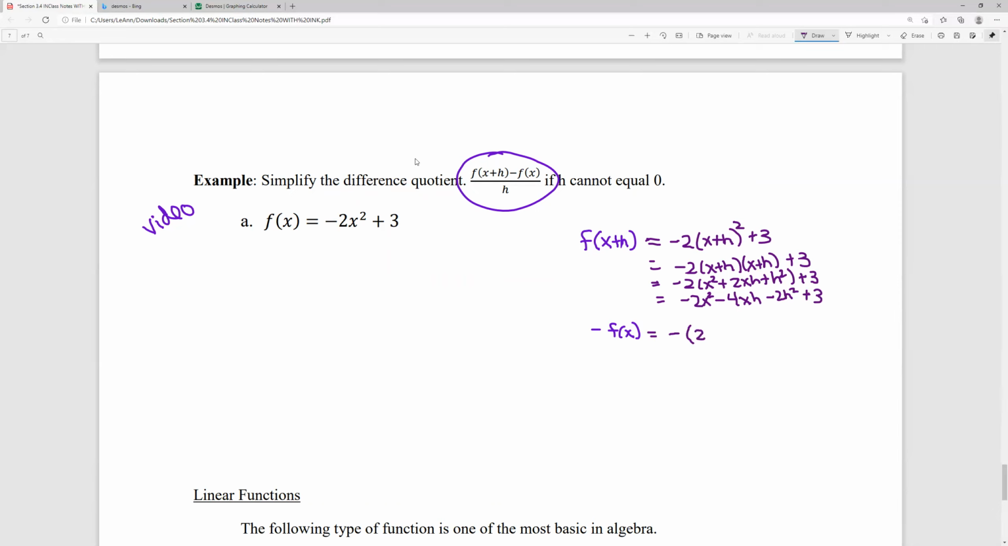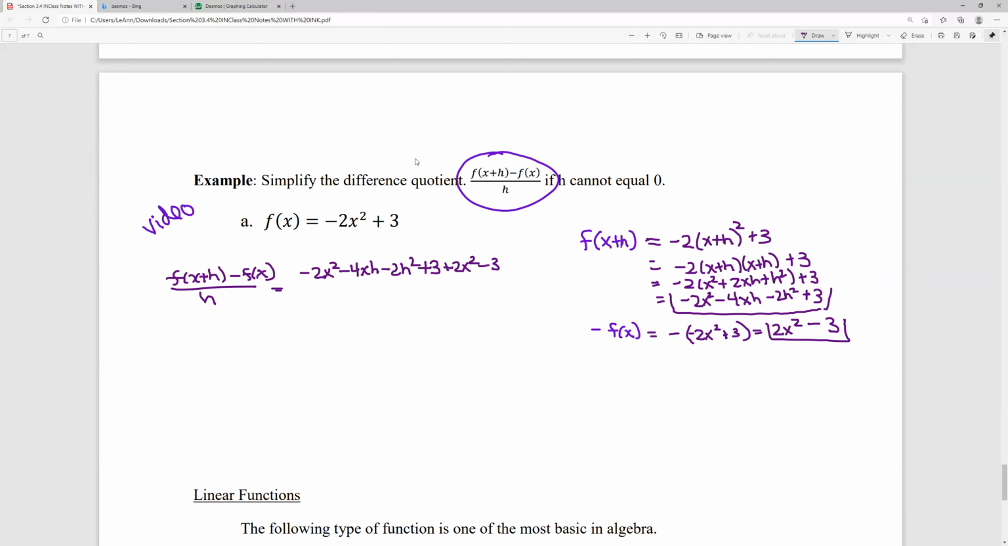Negative f of x is just taking your function and multiplying it by a negative 1. So that's going to make that a positive 2x squared and a minus 3. We take our two answers, which I'll box in for you a little bit just so you can see them, and we're going to plug those into this function formula up here. Two function evaluations, specifically the ones we found over here, all divided by h. So this is negative 2x squared minus 4xh minus 2h squared plus 3. And then you just keep writing plus 2x squared minus 3.